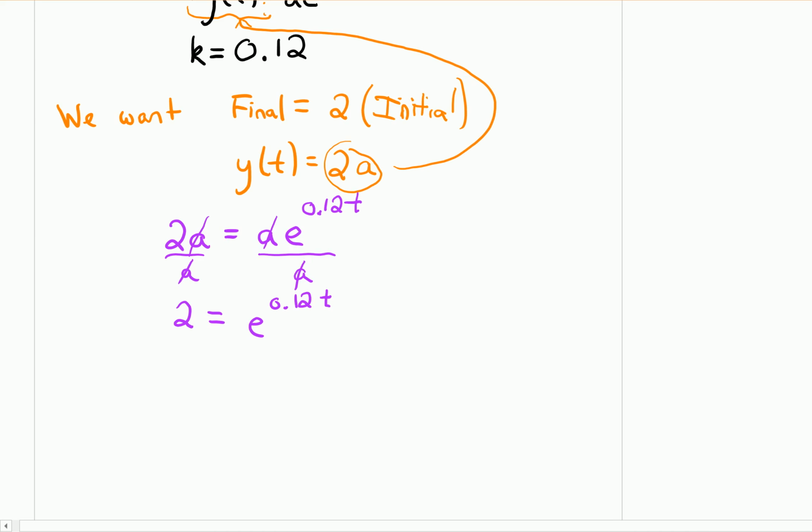Okay. Alright, so now we have this equation in exponential form. To solve this, I need to convert this to a log. Alright, so to convert it to a log, remember that if you have an equation that looks like a to the b equals c, this is an exponential form, we could always transform it to log form. So in log form, this says log base a of c equals b.